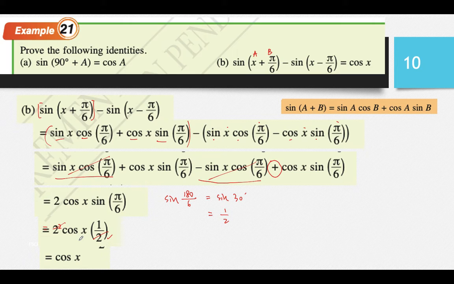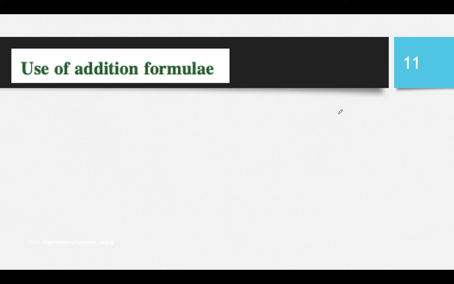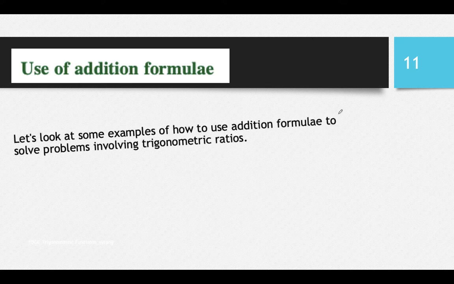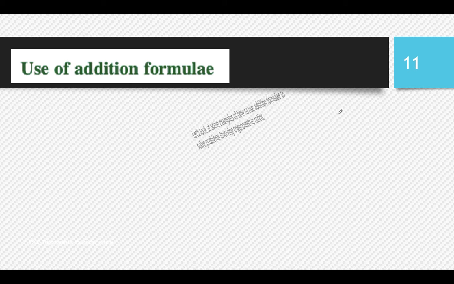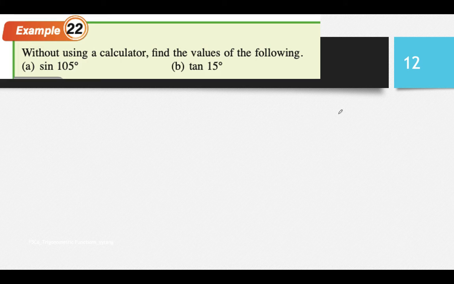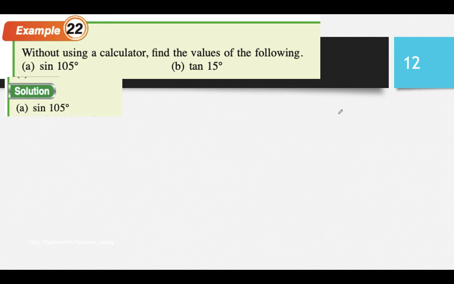Okay, I hope you can understand how to simplify it, this one is complicated, because you apply the addition formula. Okay, use the addition formula. What is the usage? Let's look at some example of how to use the addition formula to solve problems involving trigonometric ratios. Without using calculator, find the values of each of the following.